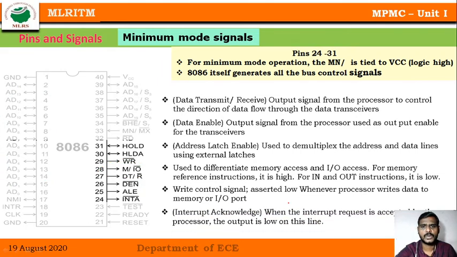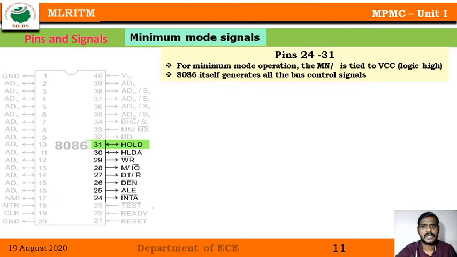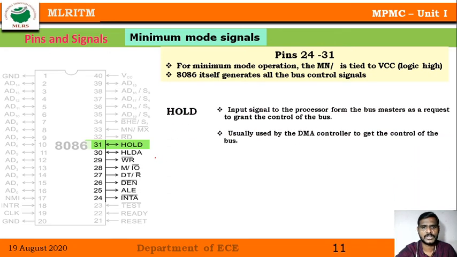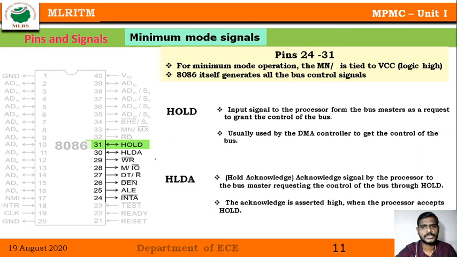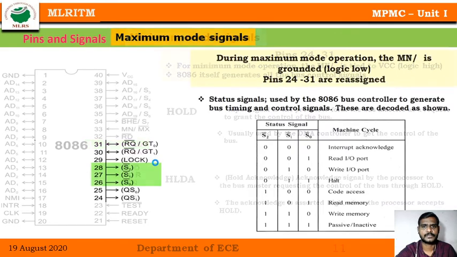Then the interrupt acknowledgement signal, pin number 24, is used whenever any interrupt like INTR or NMI is raised, and that can be known by this pin. And pins 30 and 31 are the hold acknowledgement pins, which are used usually when a DMA operation is performed. In such cases, we use these particular pins.